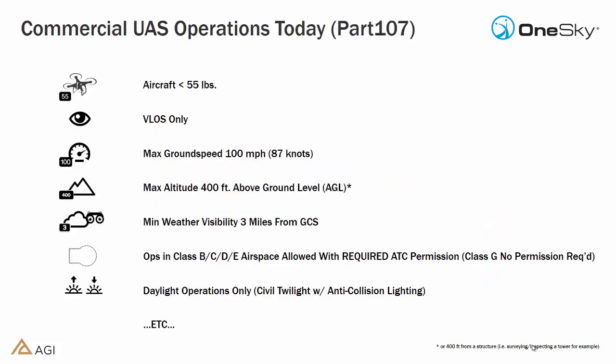So let's just take a look at what Part 107 looks like today, or operations with a commercial licensed UAS operator. I think we're all pretty familiar with what those rules and restrictions are today, but we want to recognize that line of sight is really a limiting factor, I think, to most all operators who are looking to maximize the utility and the effectiveness of their platforms and their various payloads.